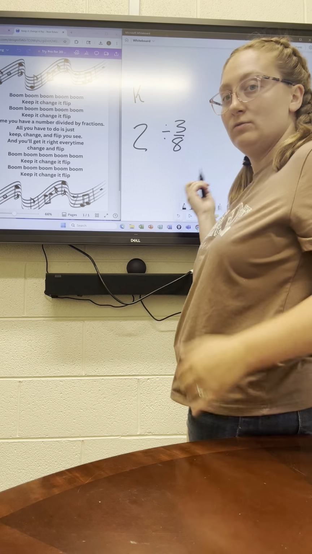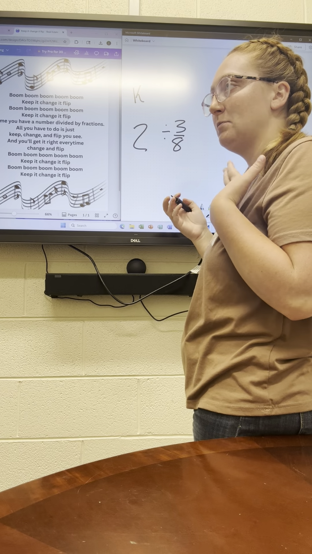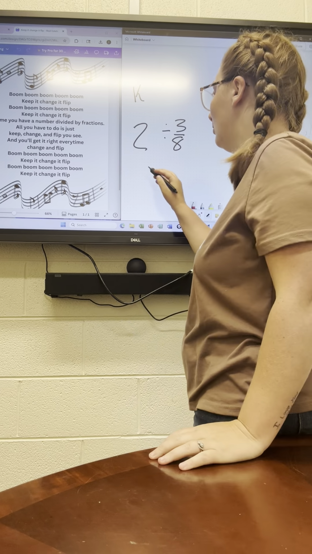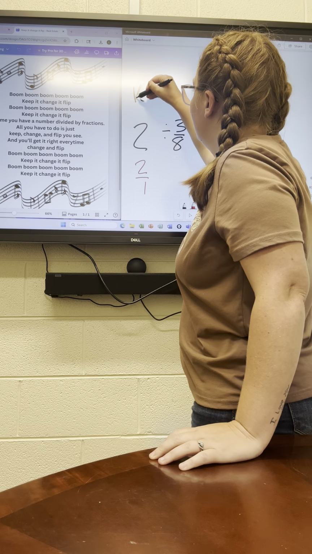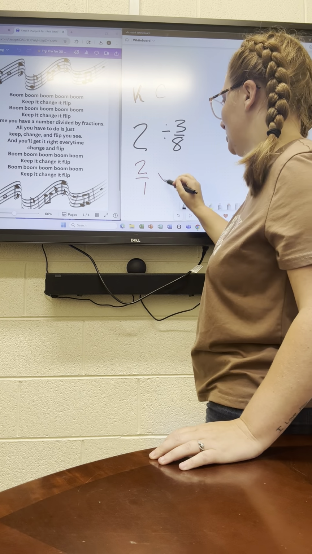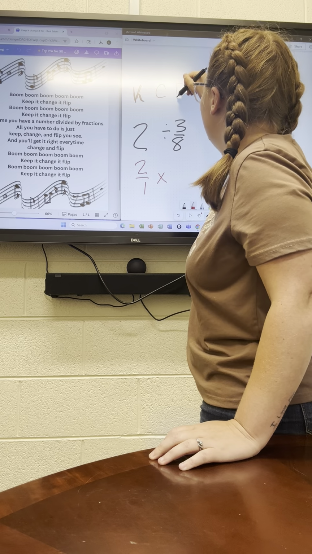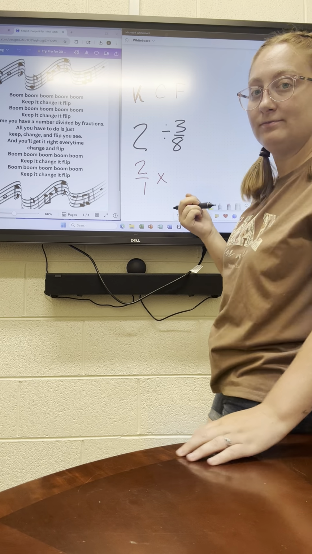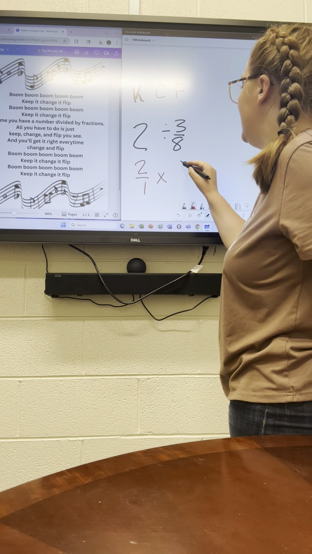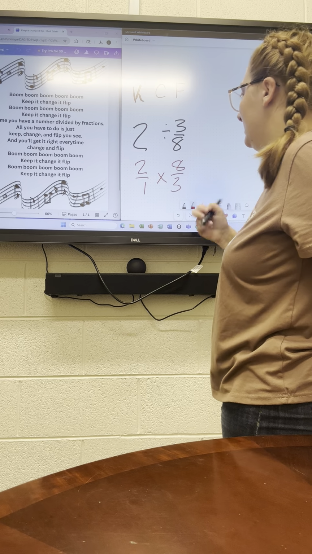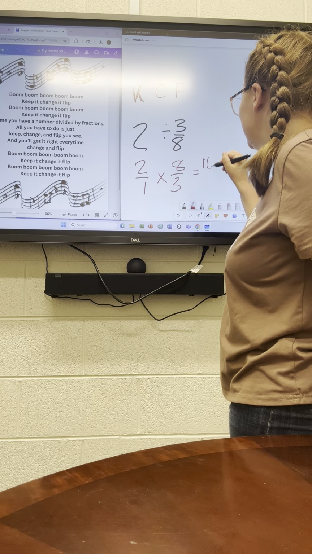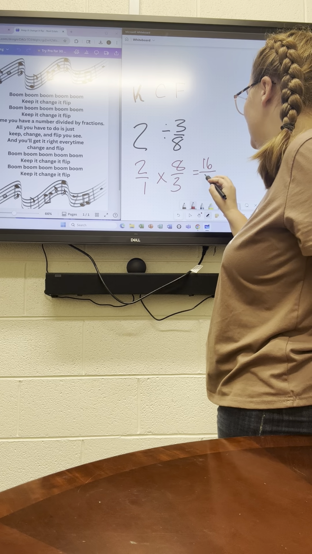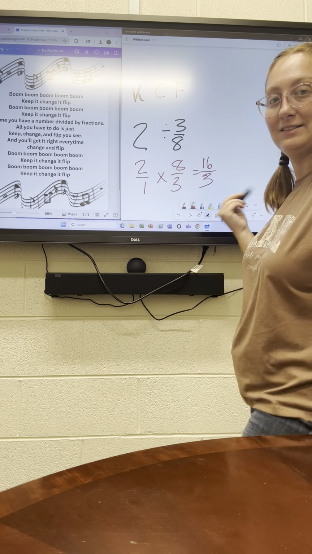So 2 stays the same, except for the fact that I have to put it over what? 1. Perfect. Change it. Multiplication. And flip it. What does my fraction turn into? 8/3. Perfect. And now we multiply. So 8 times 2 is 16. And 1 times 3 is 3. Perfect.